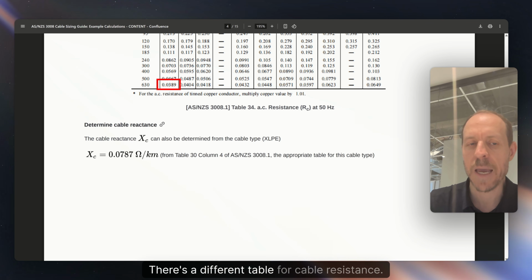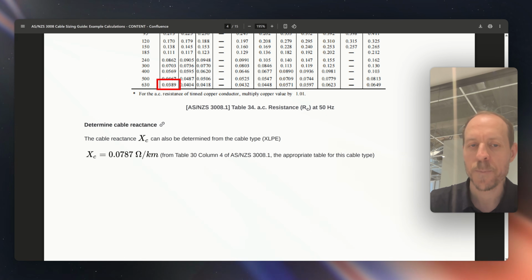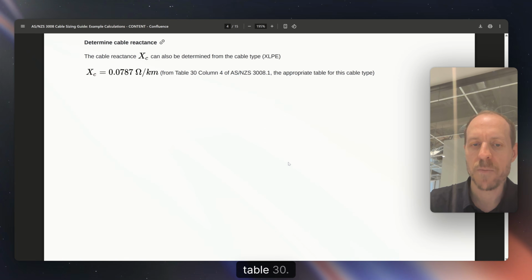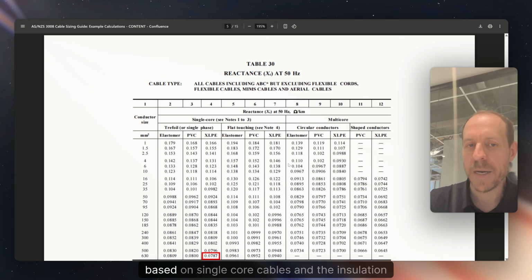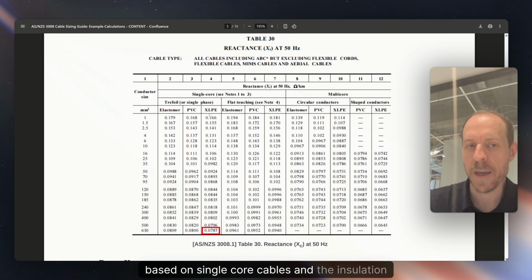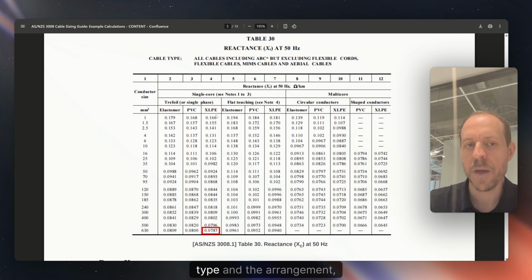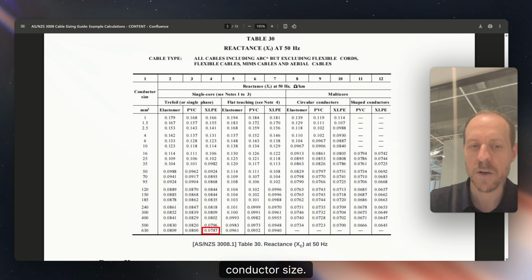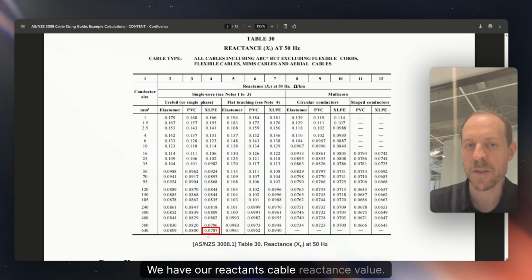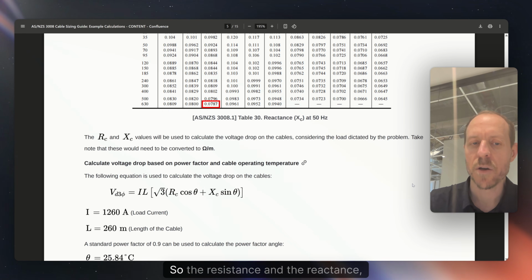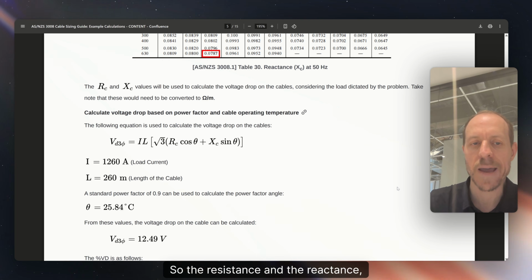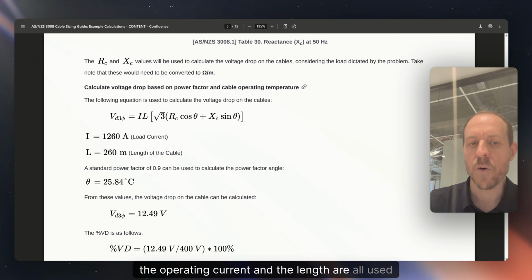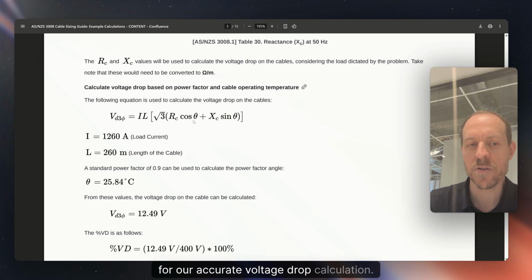There's a different table for cable reactance. Table 30 in this case, based on single core cables and the insulation type and the arrangement. We are arranging the cables in trefoil versus conductor size. We have our reactance, cable reactance value. So the resistance and the reactance, the operating current and the length are all used for our accurate voltage drop calculation.